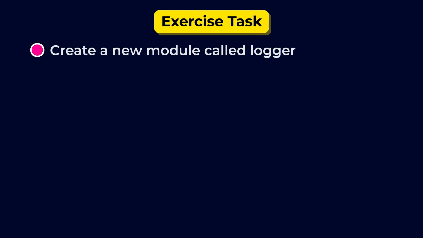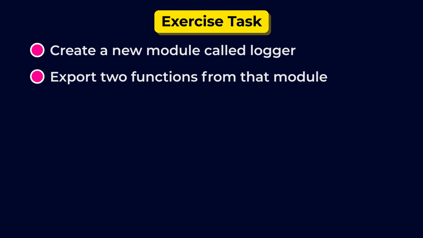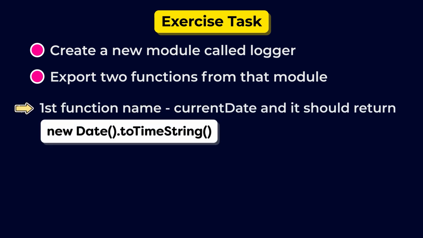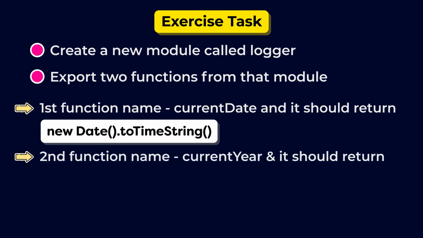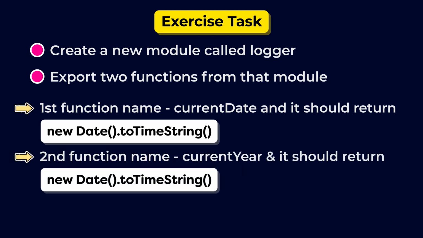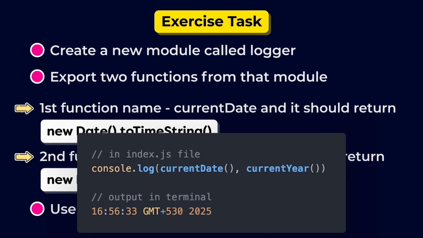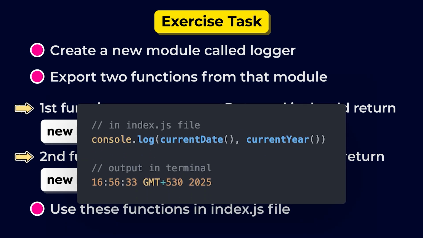Now it is time for a little exercise, so you can revise modules. Here you have to create a new module in your application called logger. And inside this, you have to export two functions. One function will return the current date with this expression, and another function will return the current year with this expression. And then you have to console this result in the index.js file, same as we do with the math operations module. And our output should look like this. So give it a try and then watch the solution.